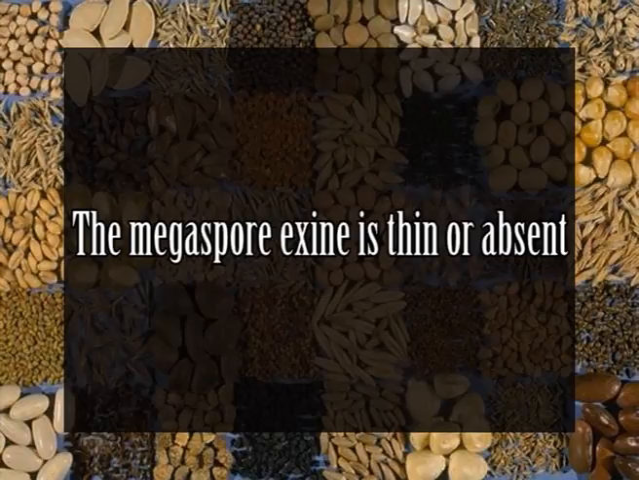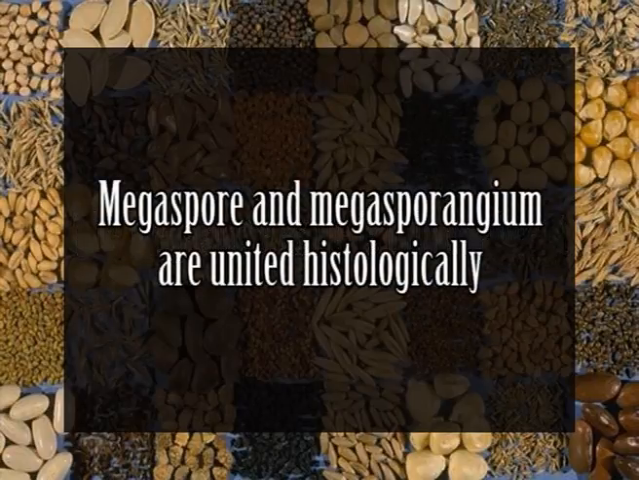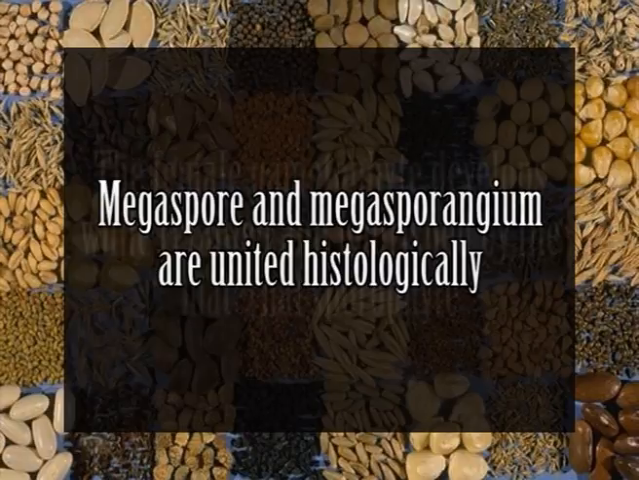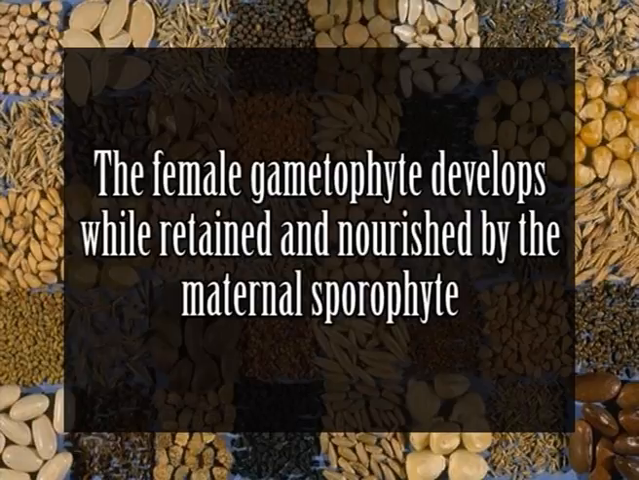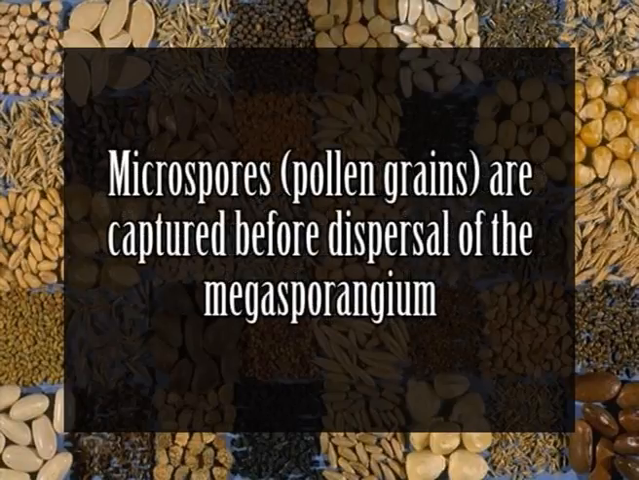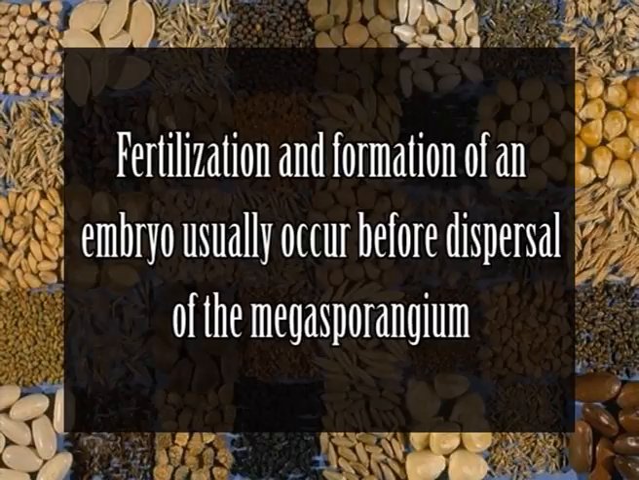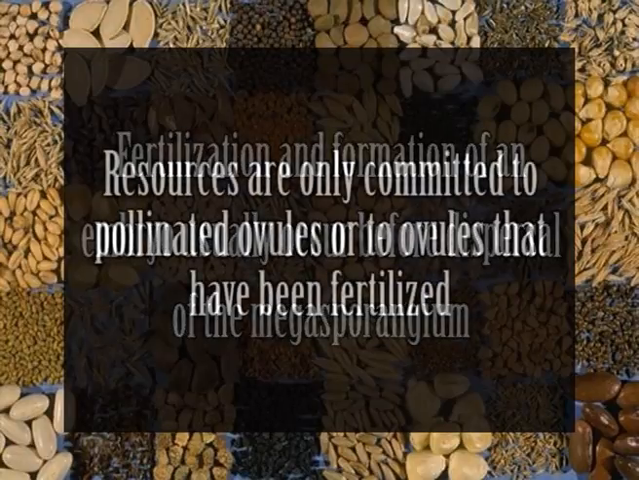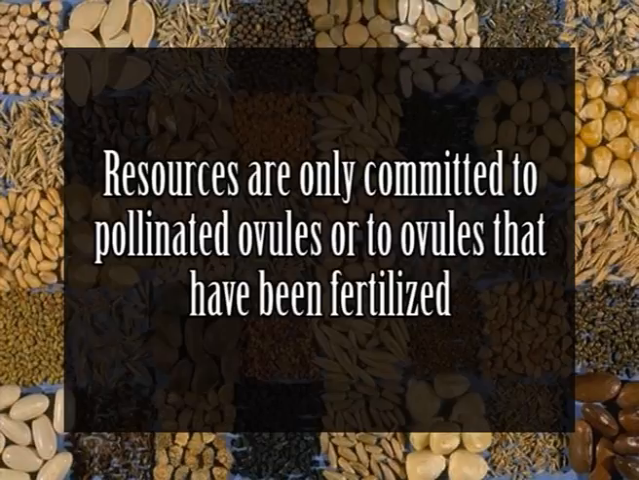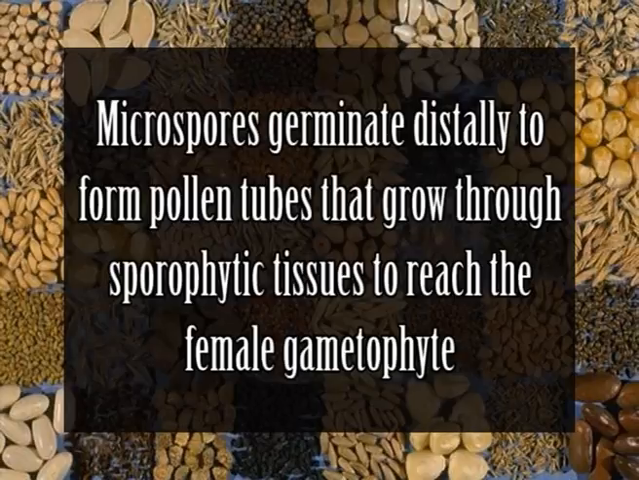Then also the megaspore and megasporangium are united histologically, and one more important character is that the female gametophyte develops while retained and nourished by the maternal sporophyte, a very important character. And microspores, pollen grains, are captured before dispersal of the megasporangium. One more thing is fertilization and formation of an embryo usually occurs before dispersal of the megasporangium. Then resources are only committed to the pollinated ovule or to the ovules that have been fertilized. And of course, one more very important feature is that microspores germinate distally to form pollen tubes that grow through the sporophytic tissue to reach the female gametophyte.